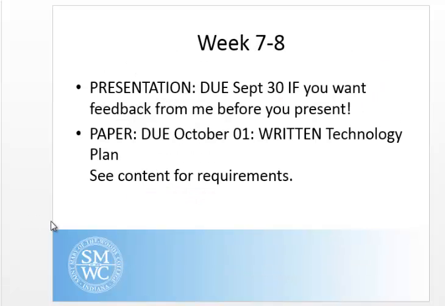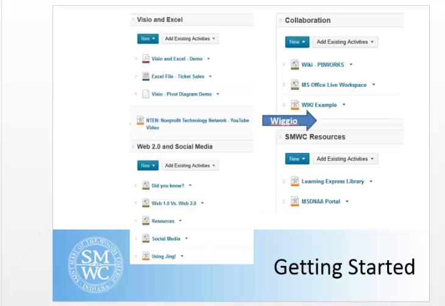In Weeks 7 and 8, you're actually working on your presentation and your paper. So that's when you would want to be working with your groups.